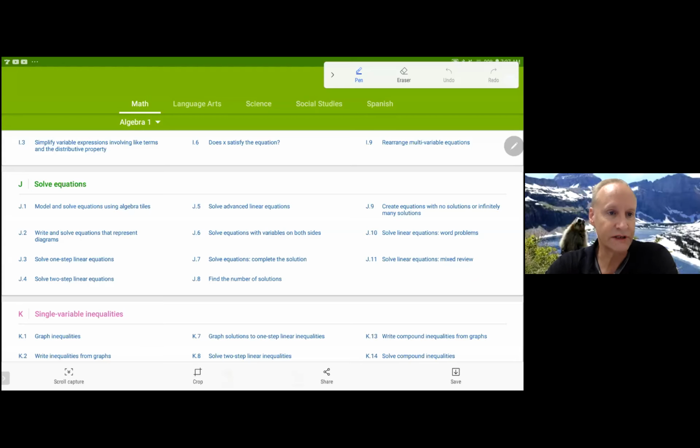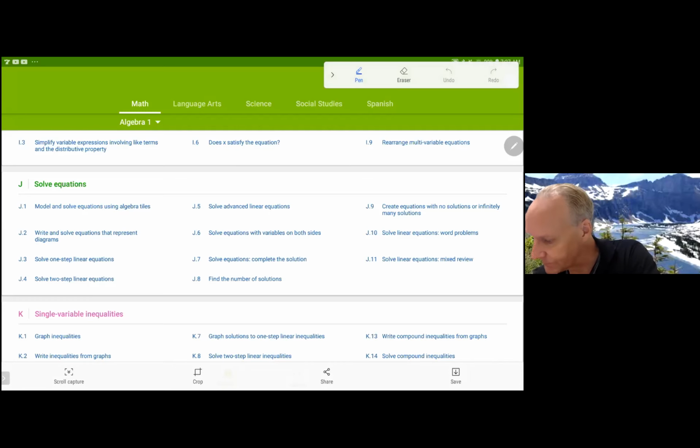But I'm going to start with J3, which is solving one-step linear equations. And then we'll take a look at it and see how it goes. Here we are. One-step linear equations should be coming up. Let's see what's going on.